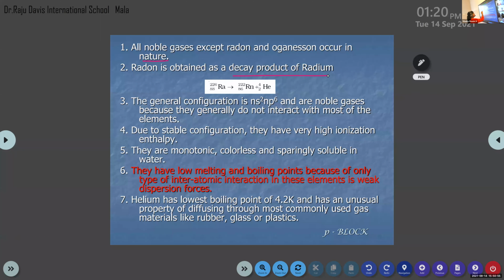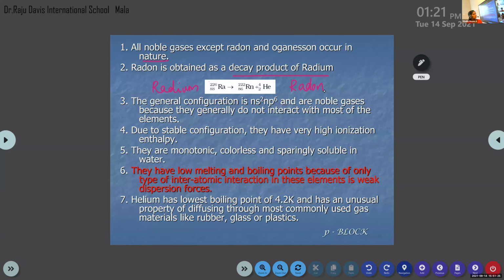You can see the reaction. On decaying, this radium, Ra, will be converted to radon, Rn, along with helium. So radon is obtained as a decay product of radium.